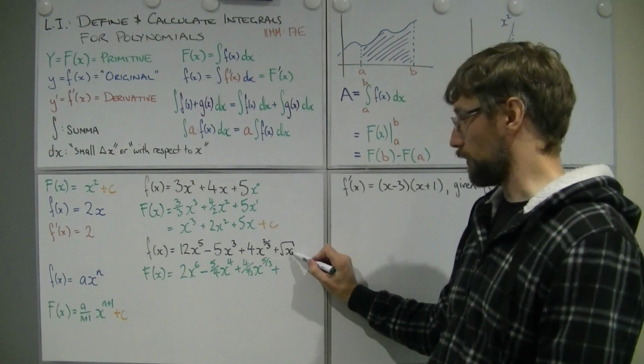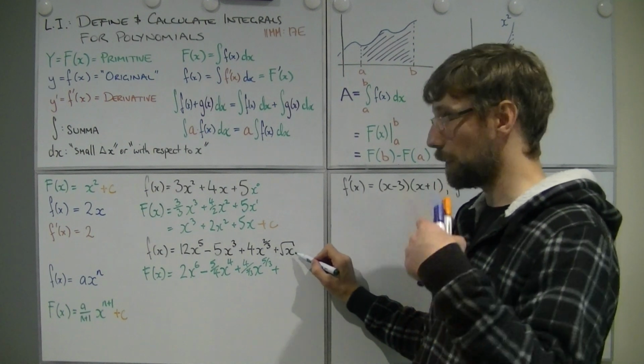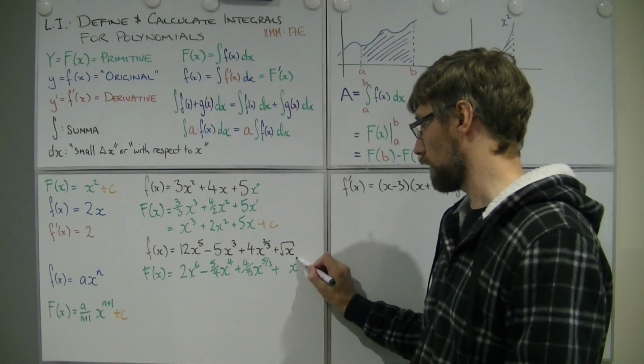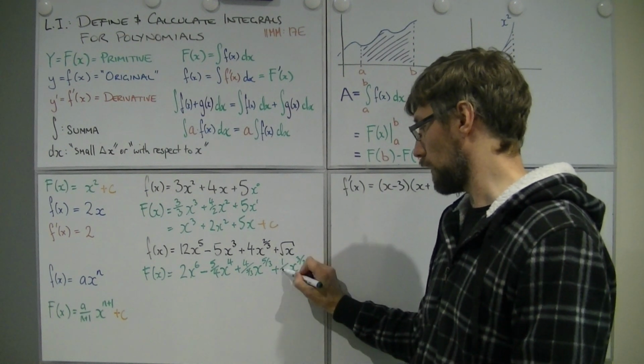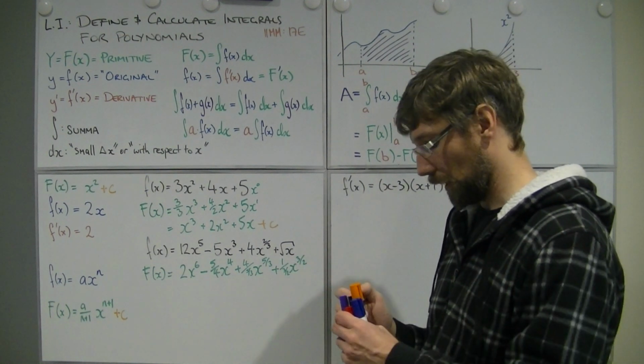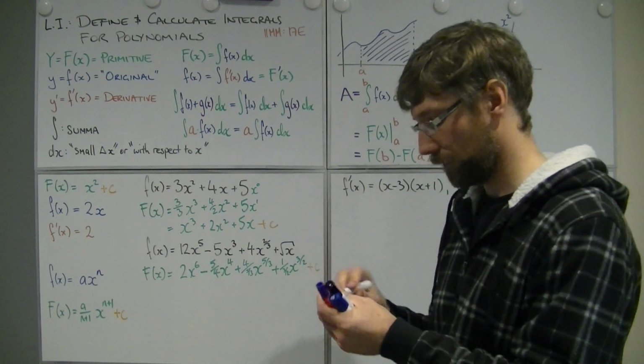This thing, first thing, recognize that this is x to the power of a half. We've got to go up by a power of 1, so that's x to the 3 halves. Our original coefficient was 1, divide by this. And as always, when you get to the end, plus c.